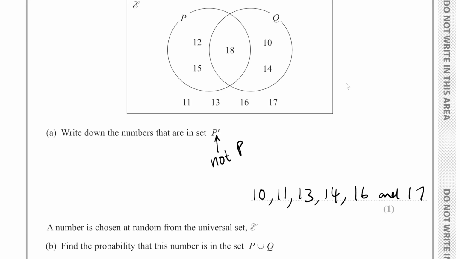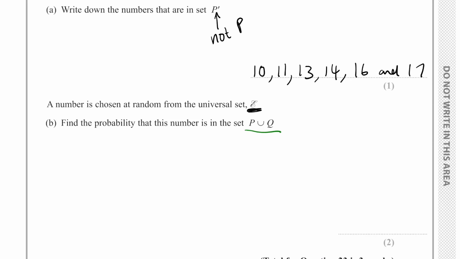A number is chosen from the universal set, so everything. Find the probability it's in the union of P and Q. So the union of P and Q is everything in P and everything in Q. So it can be in P, it can be in Q, or it can be in P and Q, anything inside those circles. So there are 5 numbers inside the circles out of 9 in total. So it's 5/9.